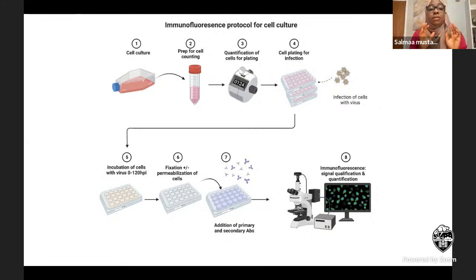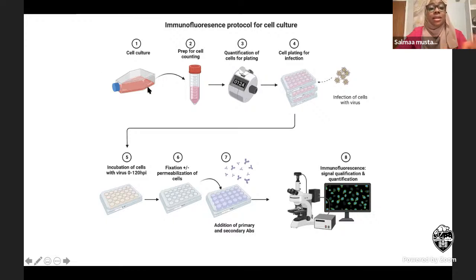But this is cell culture. And that's because that's the basis of the paper that I'm going to present much later. You have your cell culture, okay? You have to prepare the cells for counting before you even think about starting your experiment. You've been growing the cells for a while, and when you're ready to do your assay, you have to know the number of cells, right?